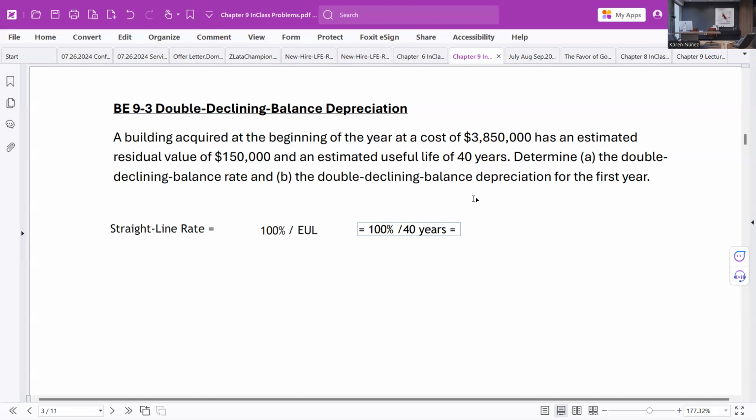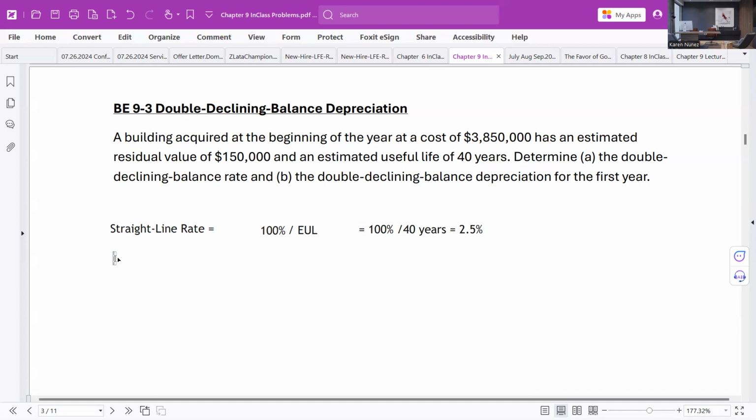And what that equals, 100% divided by 40 years, is 2.5%. And the DDB rate, well, it's a double declining balance rate. That means we double whatever the straight line rate is, right?